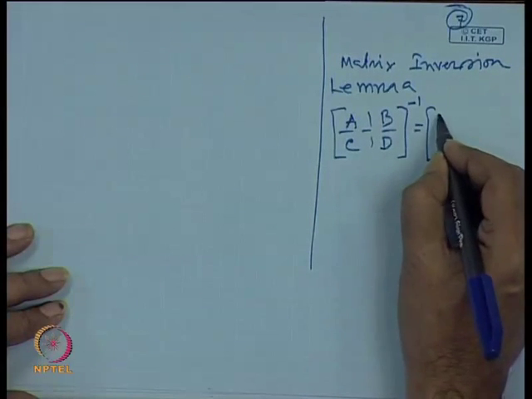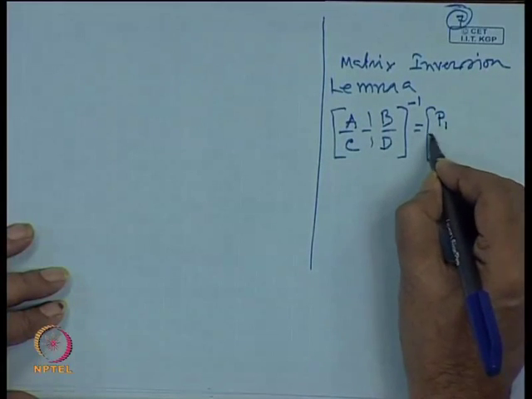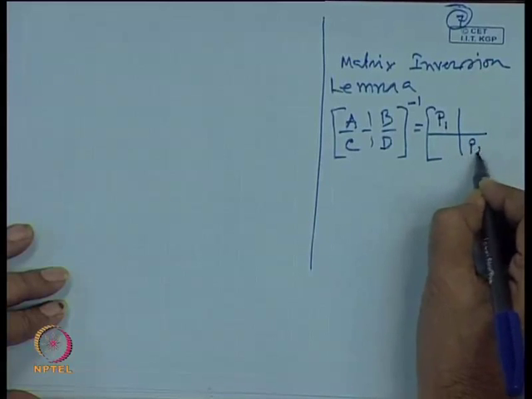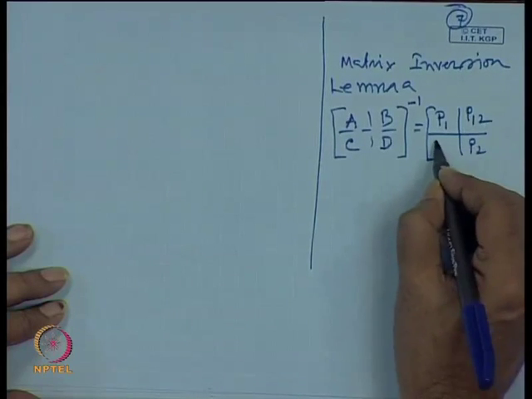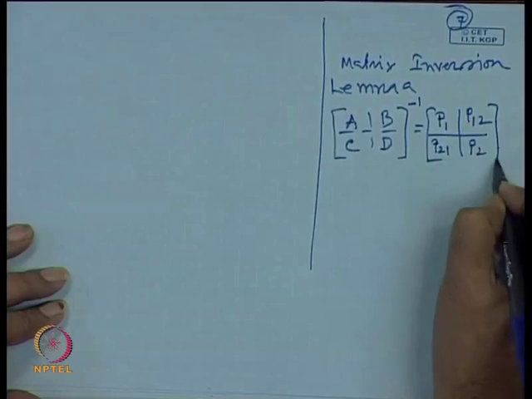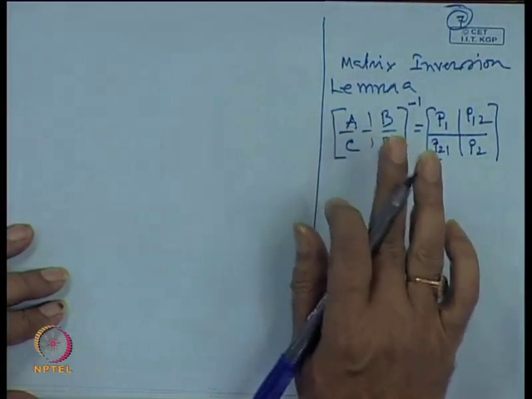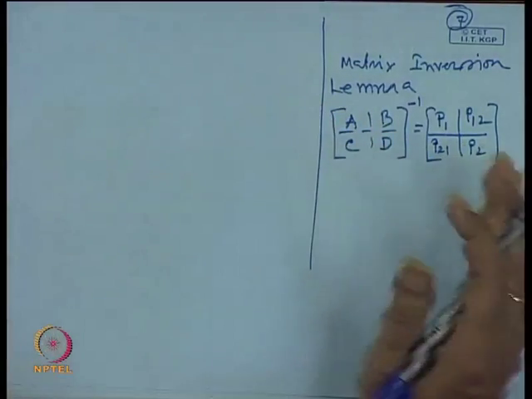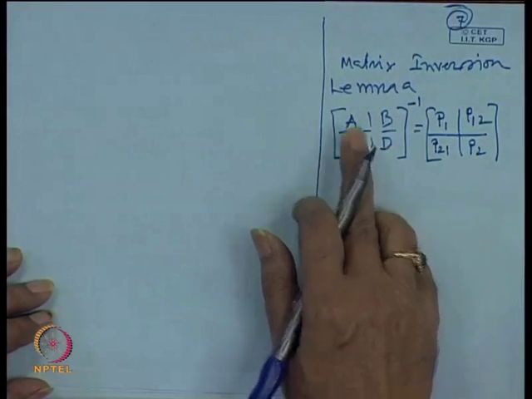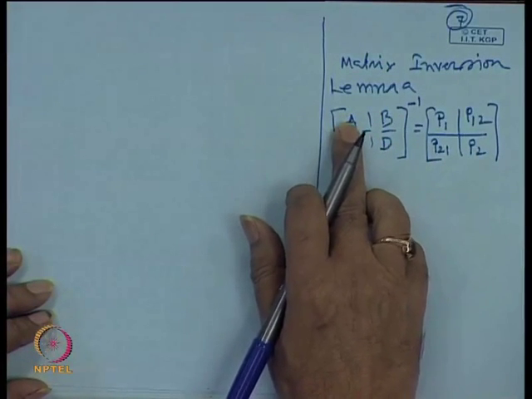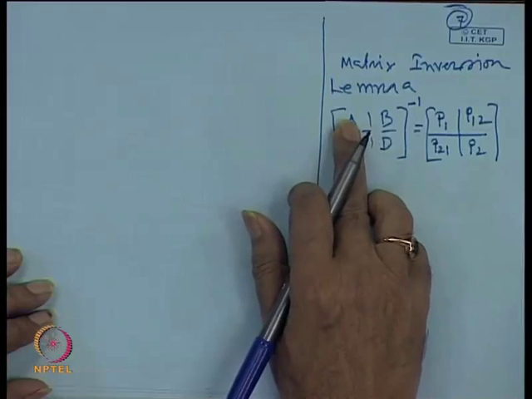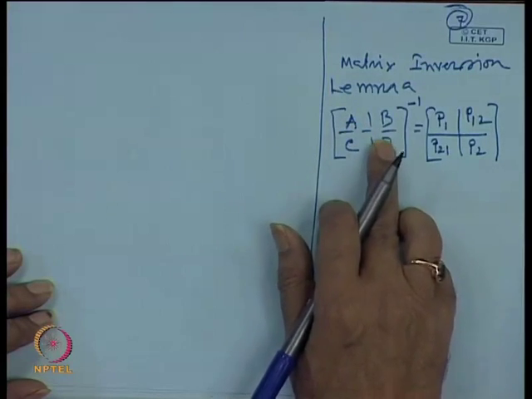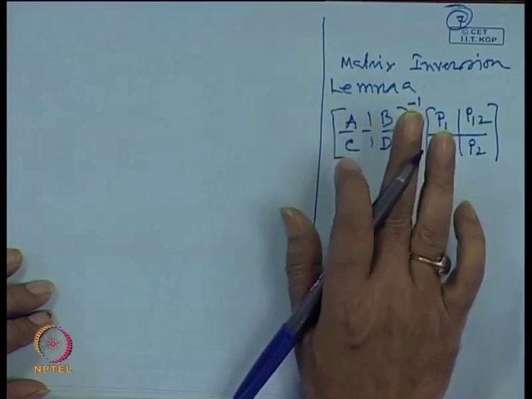So, that is the inversion, let us call it P 1, that is P 2, let us put P 1 2, P 2 1. So, what I mean is, we have a matrix, let us call it A matrix, and we have partitioned the matrix into 4 blocks in such a way that this block and this block will be square matrices and their inversions exist.